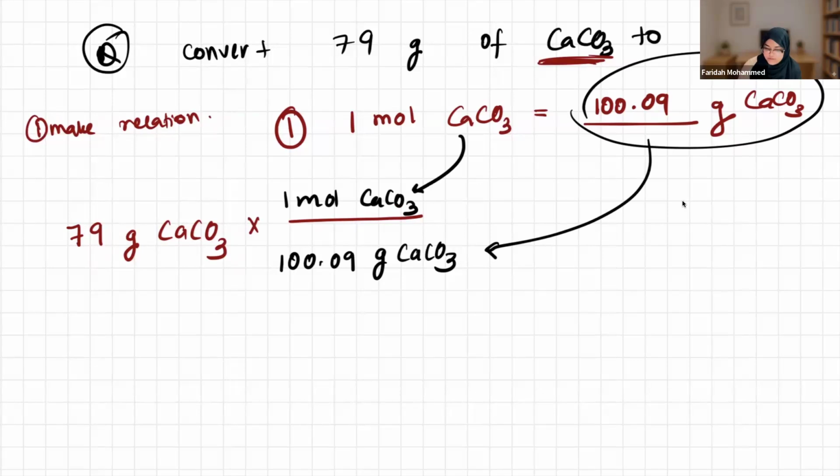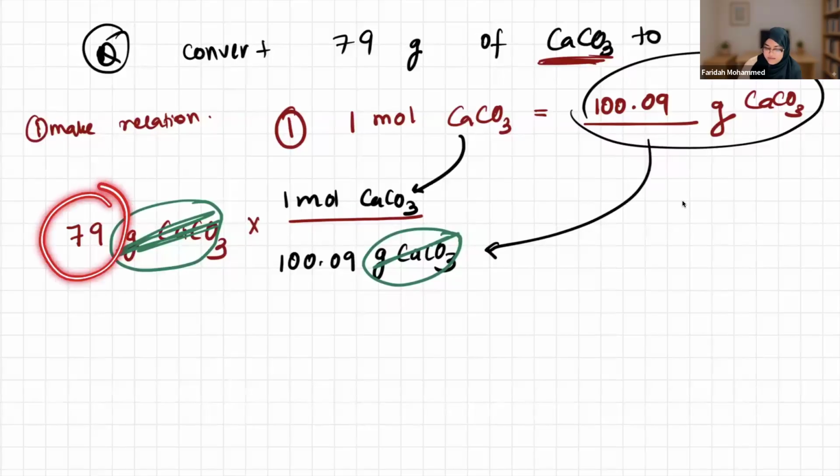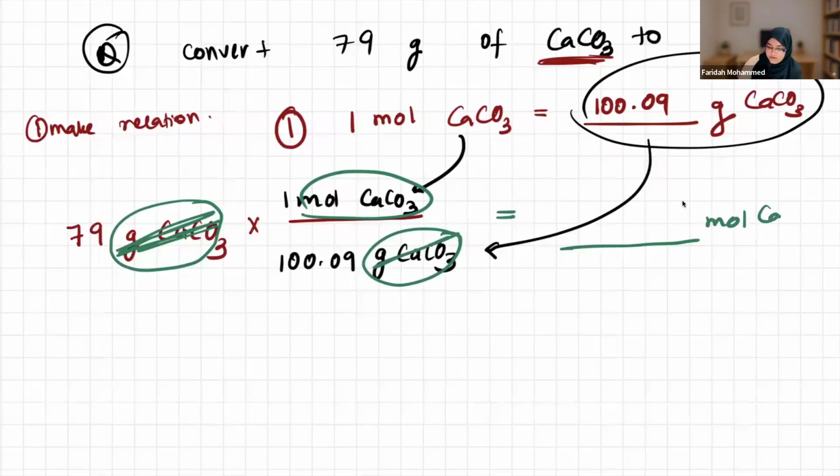And once you do this, what's gonna happen? Look at this. The unit, you're going to be able to cancel out the unit. Do you see that? Grams of calcium carbonate cancel out. And once you do the math, 79 times 1 divided by 100.09, you're going to get your answer. And the unit that is left is mole calcium carbonate, which is what they want you to get.